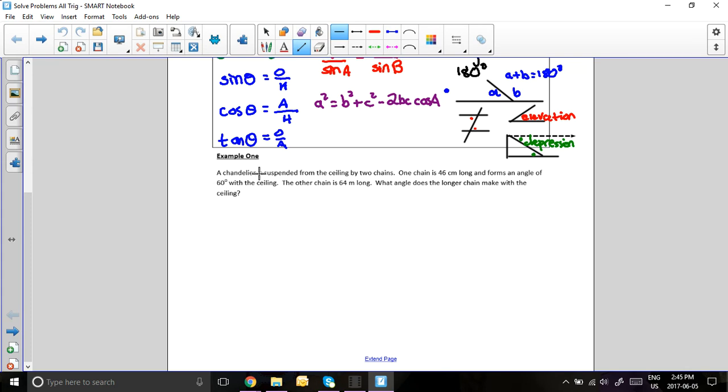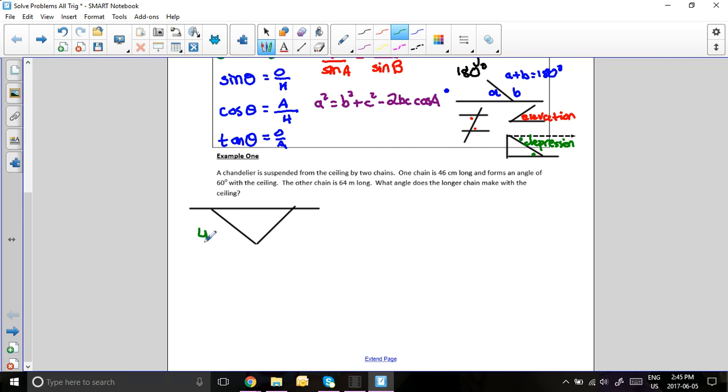Okay, so a chandelier is suspended from the ceiling by 2 chains. So let's draw a ceiling here and then the 2 chains coming down. So here's 1 chain and here's the other chain. 1 chain is 46 centimeters long and forms an angle of 60 degrees with the ceiling.